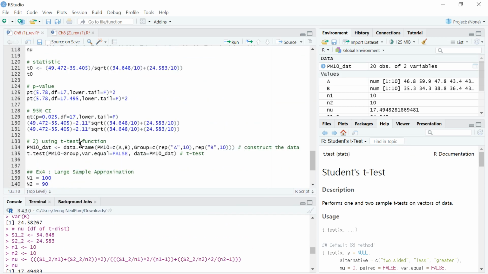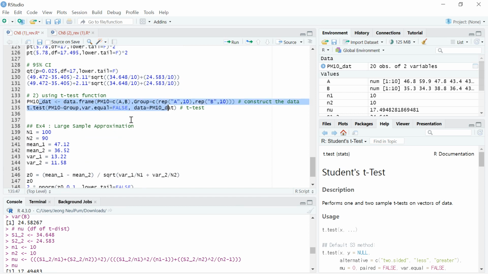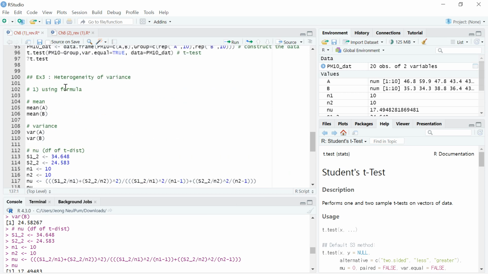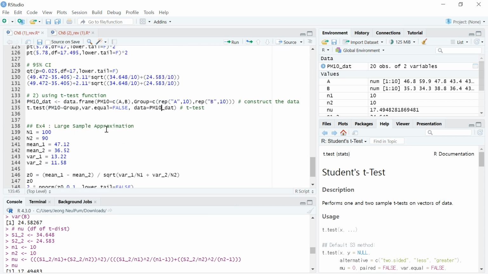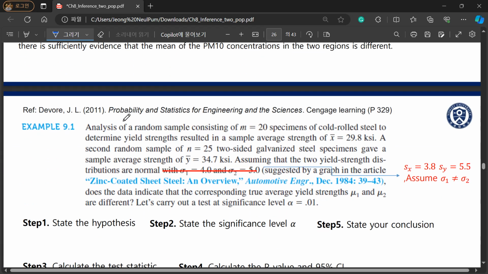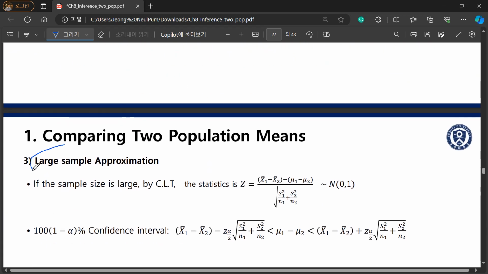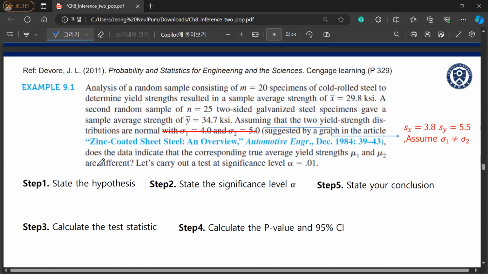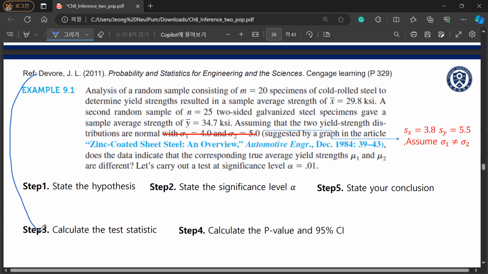And there is also the t-test function, because this is a similar situation, but you have to set the var.equal option to false, because this situation is about heterogeneity of variance, here in this example number 3. And then this is the time to go to the next section, which is the large sample approximation. And I also left this example as an exercise, so do it yourself.